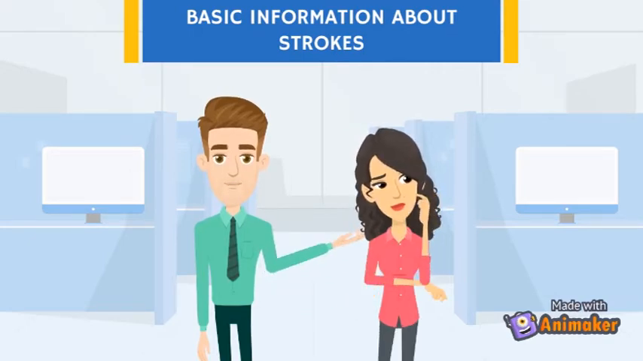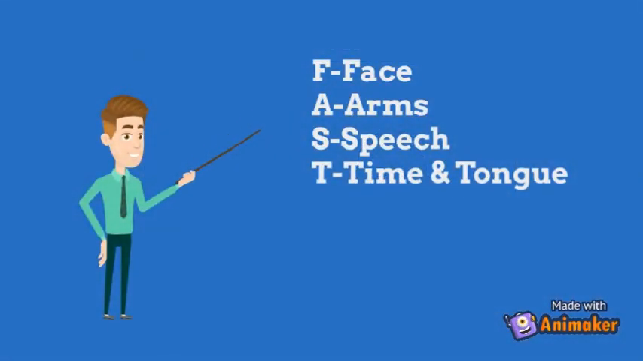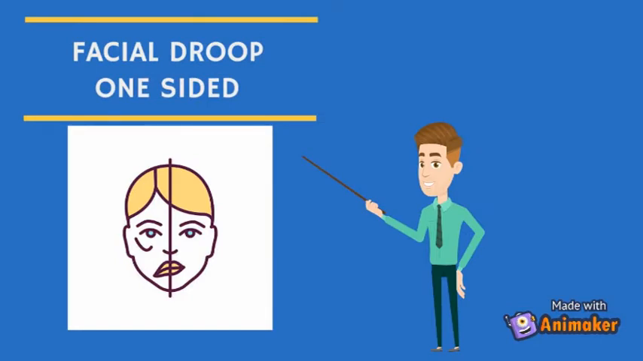Let's look at how we can quickly identify the signs and symptoms of a stroke. An easy mnemonic to remember how to assess for the signs and symptoms of stroke is FAST. Starting with F, which stands for face, ask the client or patient to smile. Notice any drooping on one side of the face. One-sided paralysis or hemiparalysis is indicative of stroke or stroke-like symptoms.